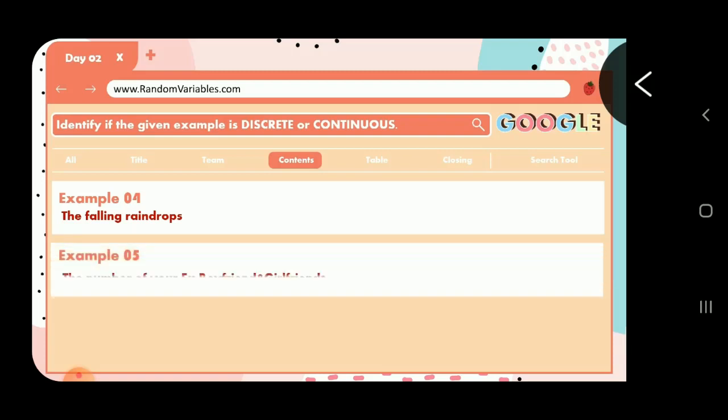Example number 5. The number of your ex-boyfriend and ex-girlfriend. Do we still need to count them? Okay, the number of your ex-boyfriend and ex-girlfriend. Is that discrete or continuous? The correct answer is, okay, discrete random variable. So, to know how many boyfriends you have had, you need to count them. So it is a discrete random variable because you get a number of something by counting.